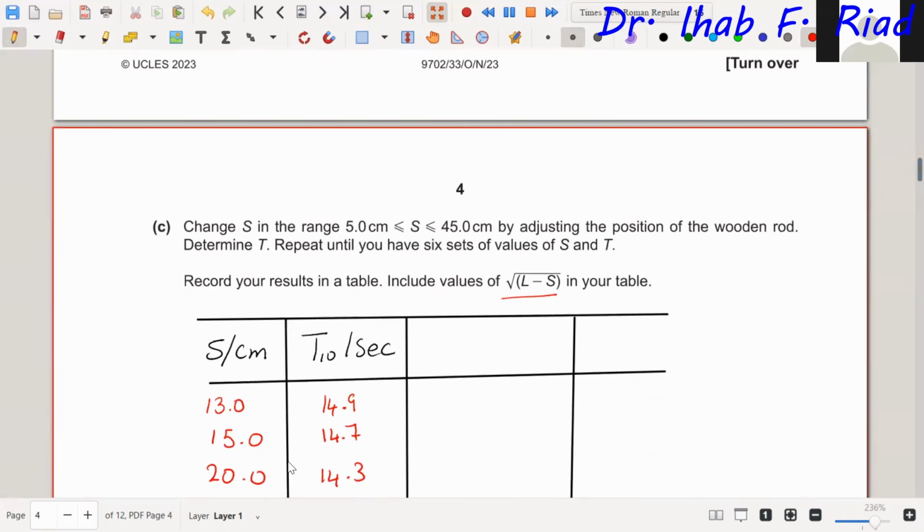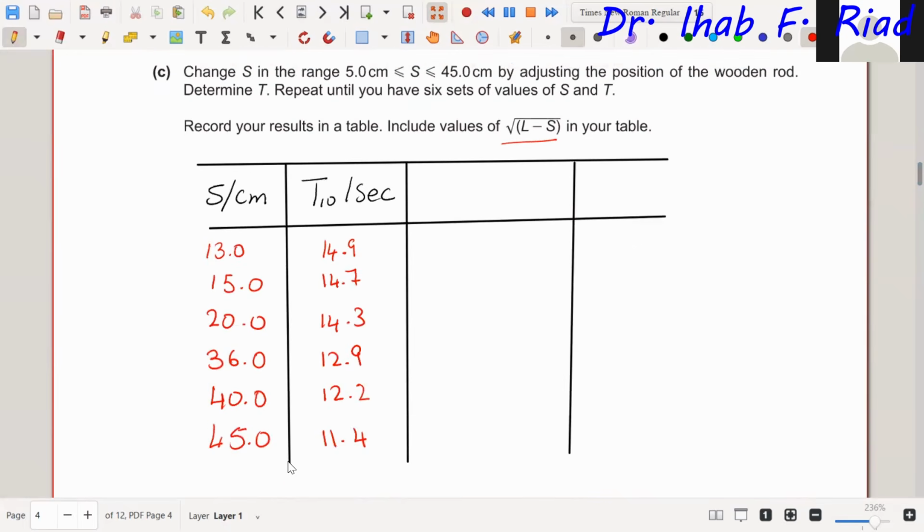Yes. So this is our set of readings for this experiment. We tried S in centimeters. It is important to put the unit on your table. Very important. So we tried S equal to 13 centimeters. We got the time for 10 oscillations at 14.9. For 15 we got 14.7, 20 14.3, 36 12.9, 40 12.2, 45 11.4. So these are our readings.